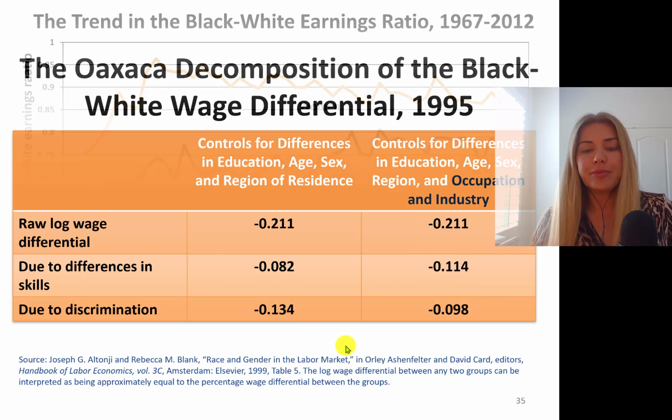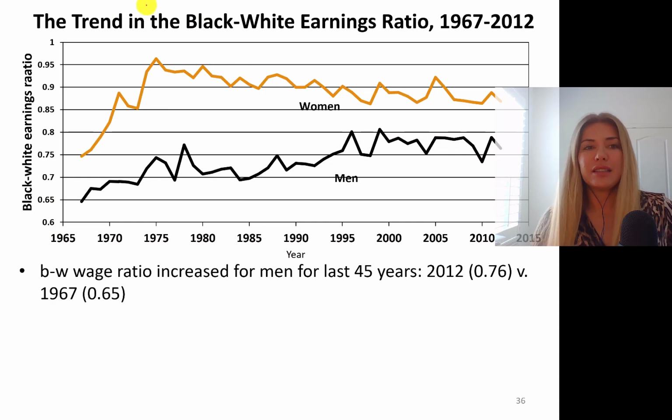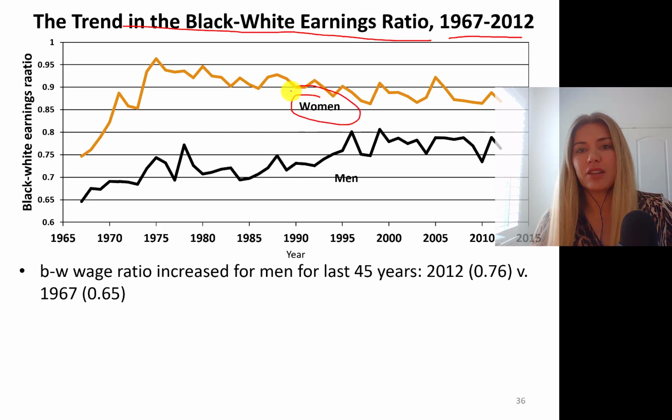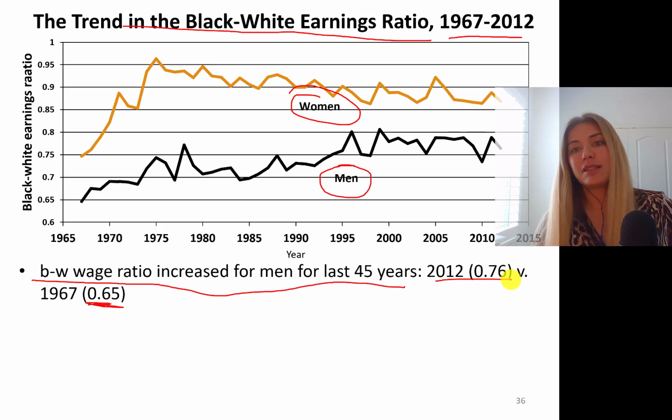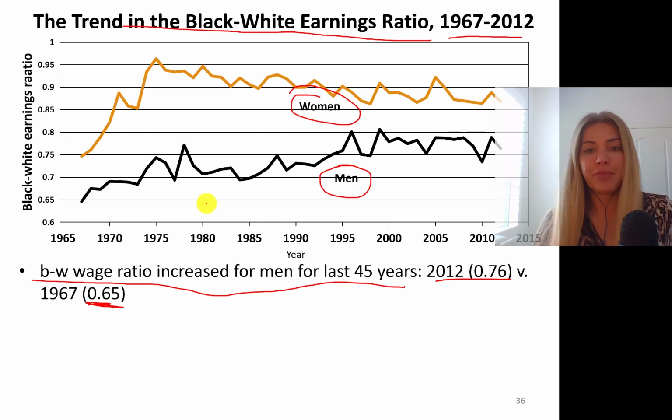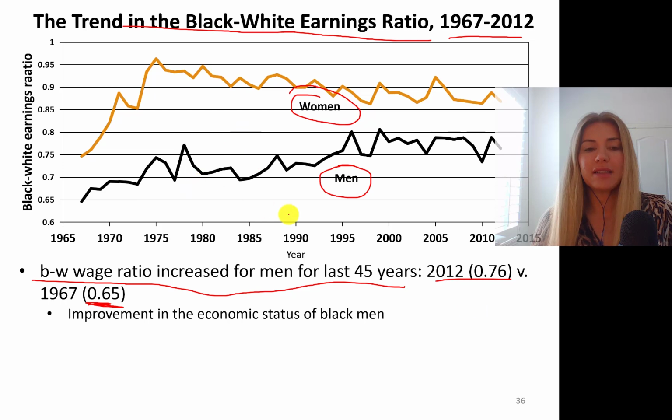Okay, so this is the trend in the black and white earnings ratio from 1967 till today. This is the women. So this is when you look at black versus white women. This is black versus white men. So the black-white wage ratio increased for men in the last 45 years. As you can see, black men made 65% of what white men did back in the 1960s. And today it's about 79 these days, actually. And for women, it's a little different.